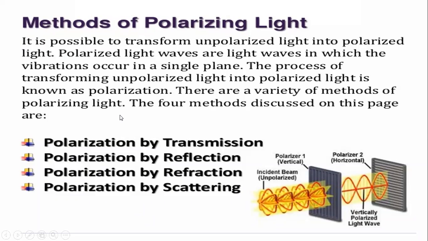Okay, a few are listed here. By looking at this figure you can find easily how the vertical and horizontal polarization is going on, how the light will be reflected, and how the light will be refracted. There are various ways to observe this easily: polarization by transmission, polarization by reflection, polarization by refraction, and polarization by scattering. You can observe how the light is polarized and how the waves are propagating.